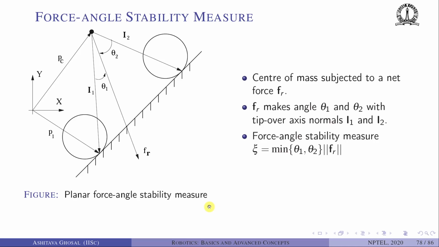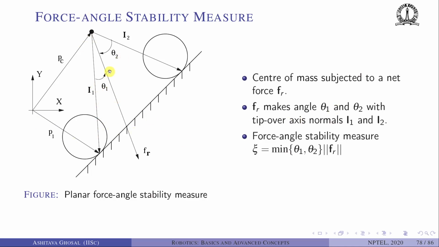So what is the force angle stability measure? Let us look at a center of mass which is subjected to a force Fr. This is the center of mass of the platform. There is a force which is acting. This is the terrain. The Fr makes angles θ1 and θ2 with the tip over axis normals I1 and I2. So these are the two wheels, and there are these axis normals I1 and I2.